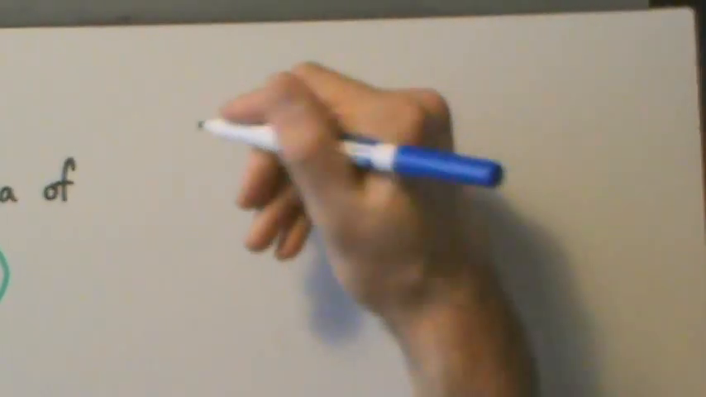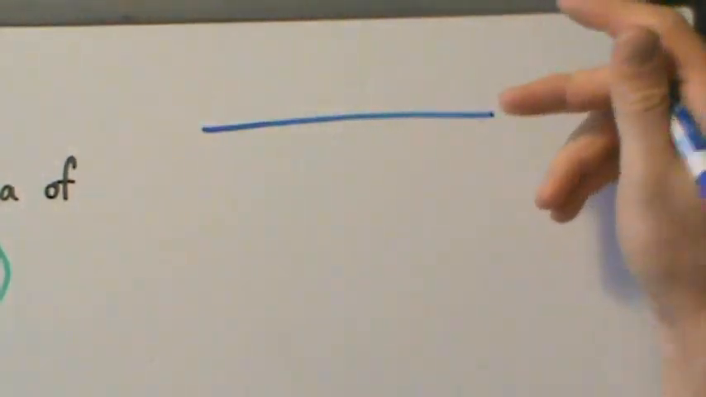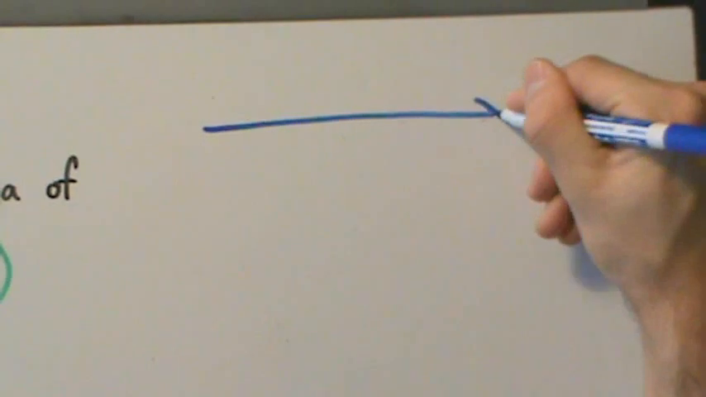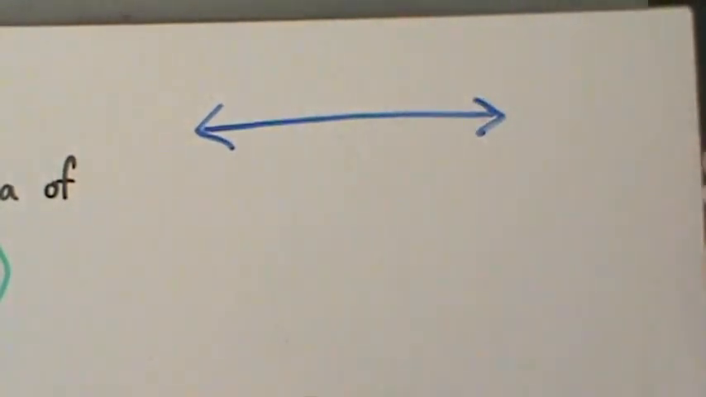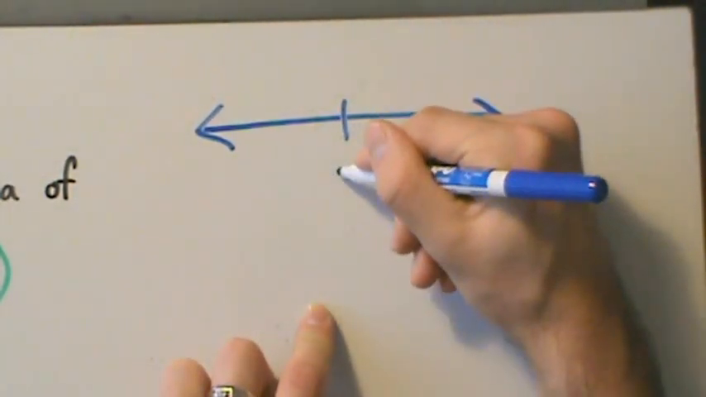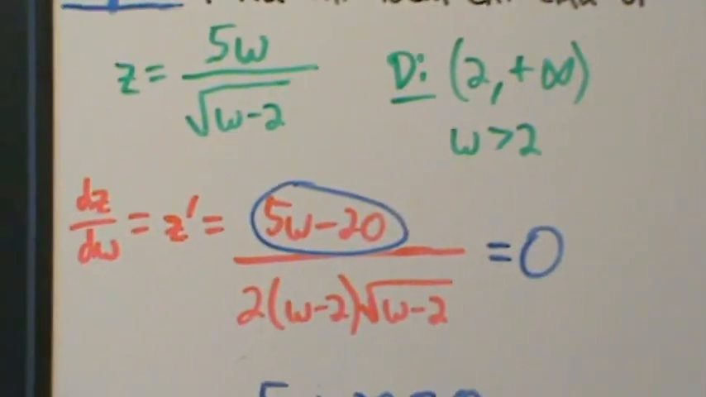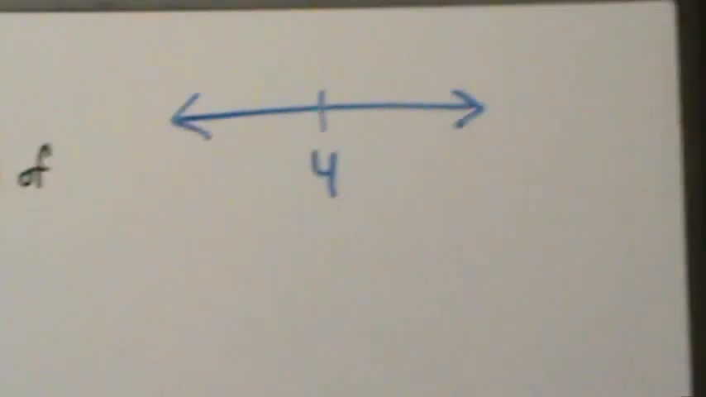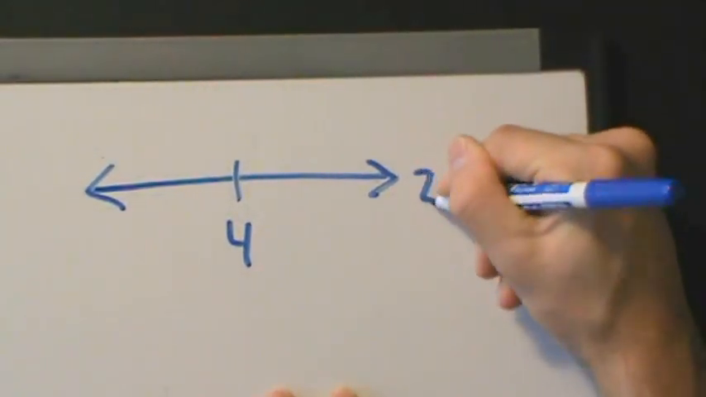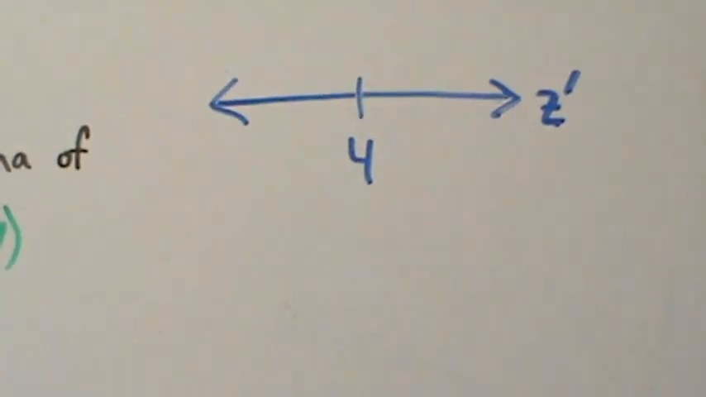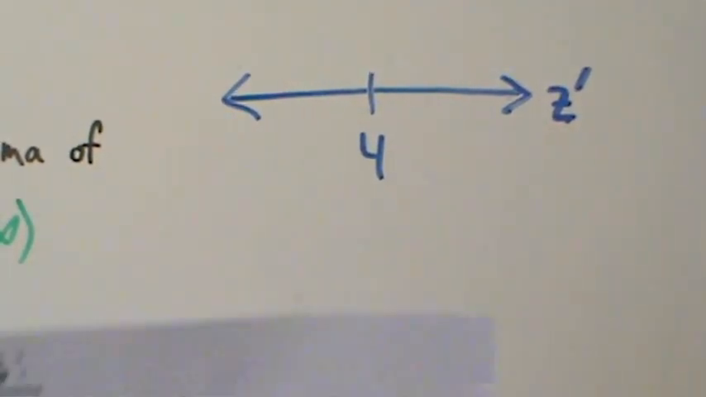How about that? All right, so let's come up here now, and we're going to do step 2, make a sign chart. That definitely didn't have to be that big. So we'll put 4 here. Remember, always label the sign chart. The function is z, its derivative is z primed. The sign chart is always for the derivative, for the first derivative test. So it's z primed. Okay, so that's it for step 2, make a sign chart.